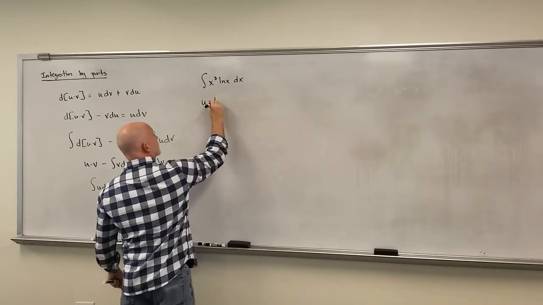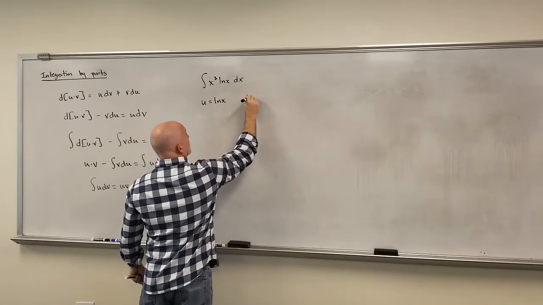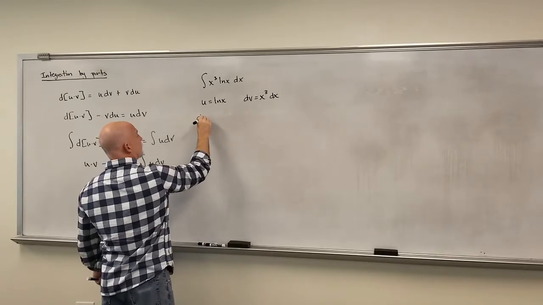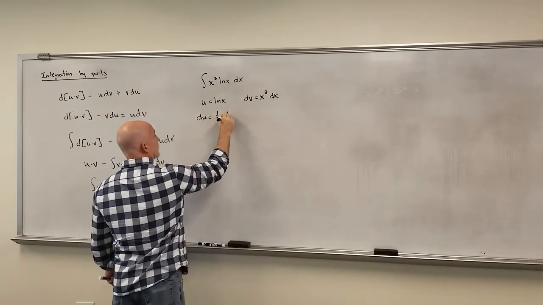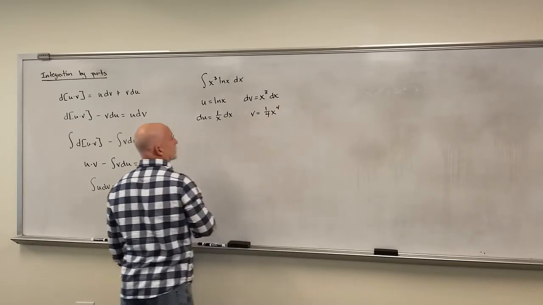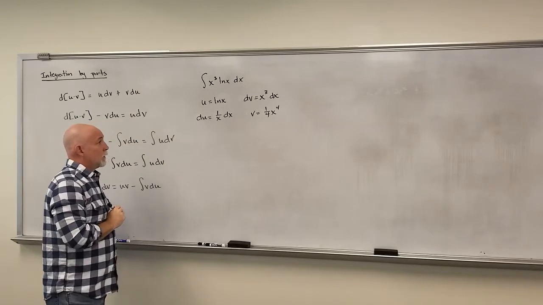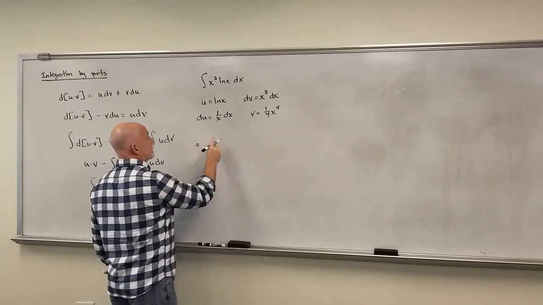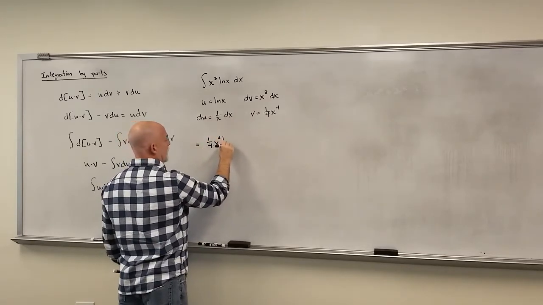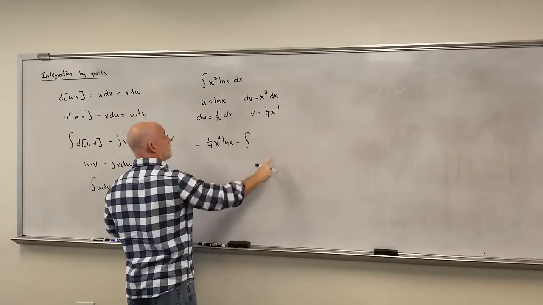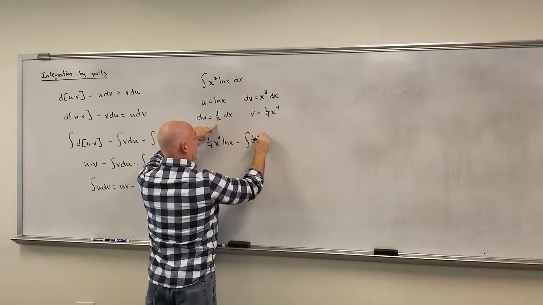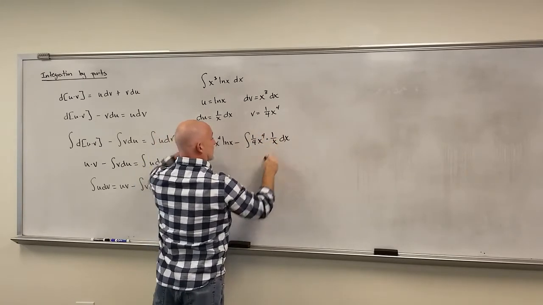Let u be the natural log of x. dv would be everything else, x cubed dx. We take the derivative over here. Now the derivative of the logarithm we know is 1 over x. And the integral of x cubed is 1/4 x to the 4th. All right, so let's put our pieces together. We know the answer is going to be uv. So u times v is 1/4 x to the 4th natural log of x minus the integral of v du. So that's going to be 1/4 x to the 4th times 1 over x dx.